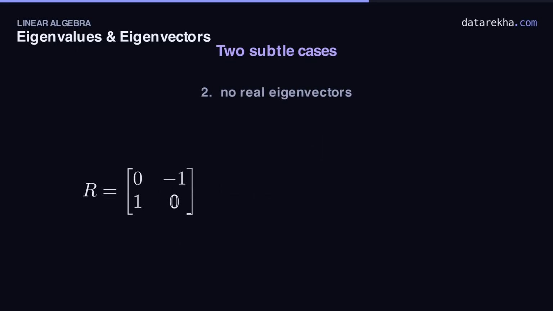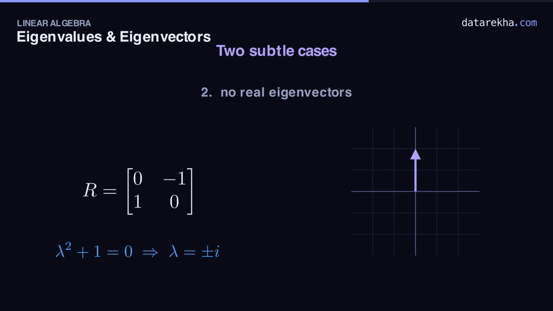Second case, a pure rotation. This matrix spins every arrow by 90 degrees. Spin it, and no direction survives. Every arrow lands somewhere brand new. So there is no real eigenvector at all. The characteristic equation proves it. Lambda squared plus 1 equals 0, with roots plus and minus i. Complex, not real. Rotations live in the complex world.